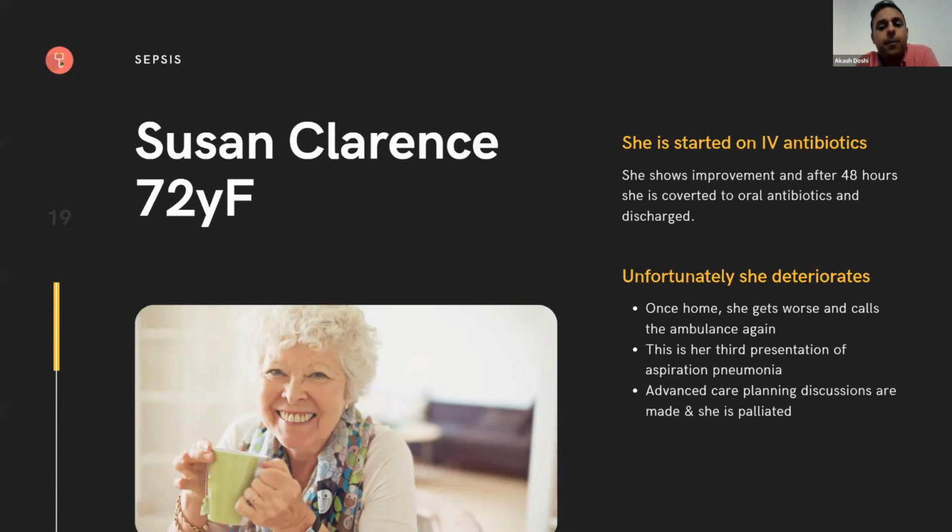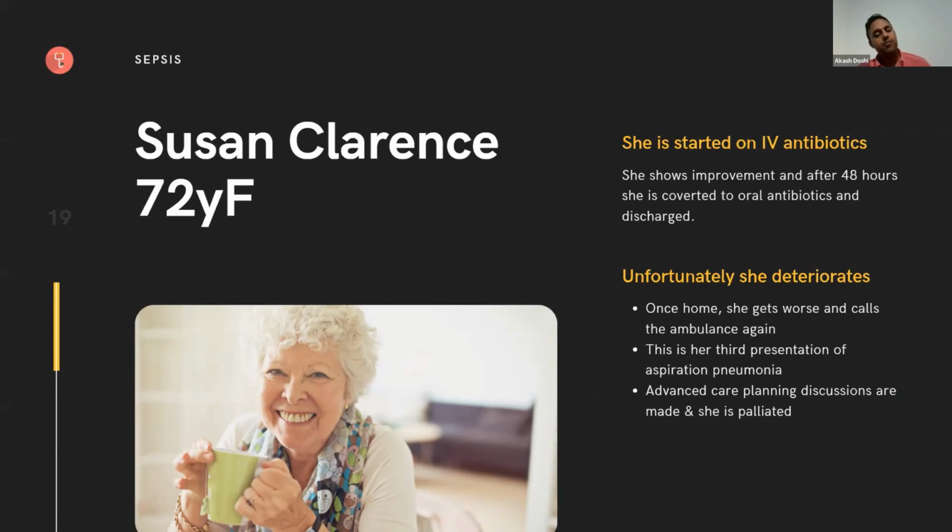And so advanced care planning decisions and discussions are made where we say, look, this is going to keep happening. Your mum, she's not protecting her airway. She is unable to keep things in the right place. Because of that, whatever we do, we can't treat and prevent the underlying cause of all of this. And so, yes, we could keep giving her antibiotics, and yes, she could keep coming to hospital. But what we aren't doing is really treating the underlying cause, because we can't. And we can't give any long-term strategy which is going to be of benefit for her.